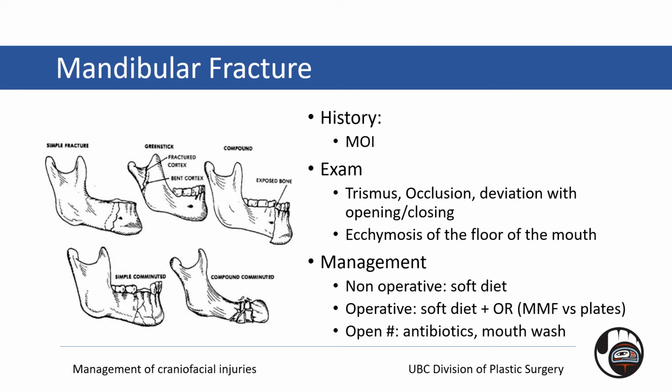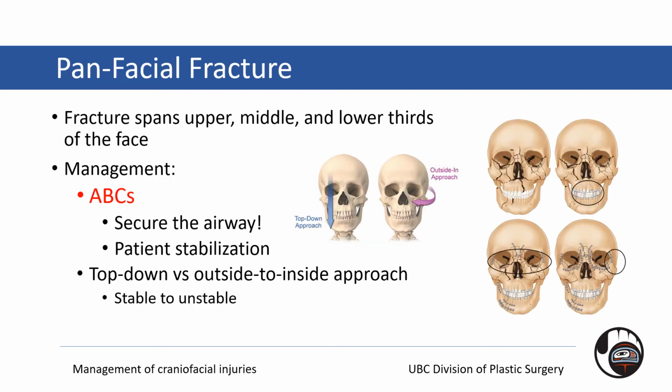Operative management can include maxillomandibular fixation by using arch bars or posts with elastics or wires, or open reduction internal fixation with plates. An open fracture is defined by a fracture that involves the teeth, goes through a tooth root, or opens to the gingiva. These are managed with antibiotics and mouthwash in addition to surgery.